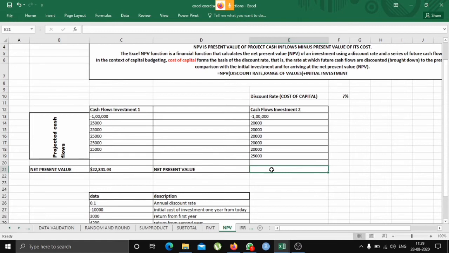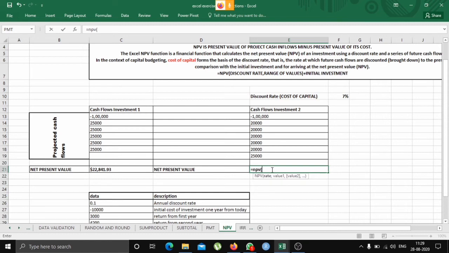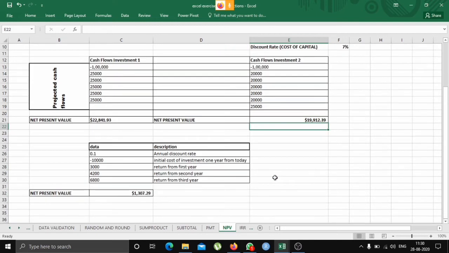So let's try the same thing over here also. NPV, open the bracket, the rate is 7%, or you can enter any manual rate of interest, but make sure it is in decimal format. Let's consider 14%, divided by 12, enter all the values, the range, all the inflows we have entered. Now let's close the bracket, put a plus sign, and the cash outflow. So 19,912 is the net present value.